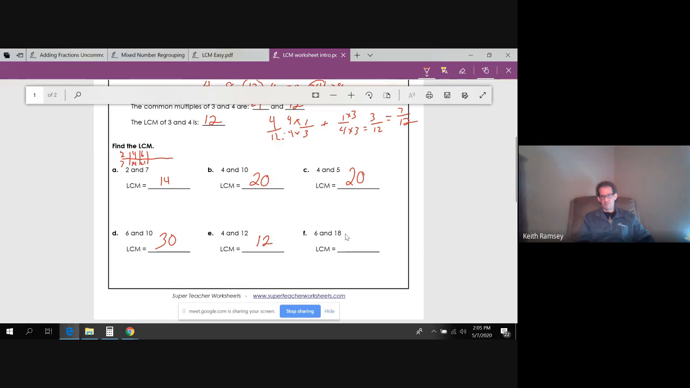And over here, I have 6 and 18. And again, this is just like the last one. 18 is a multiple of 6. I have 6, 12, 18, 24. And 18 times 1 is a multiple of 18. So I'd write down 18. So some of these are pretty easy examples of least common multiple.